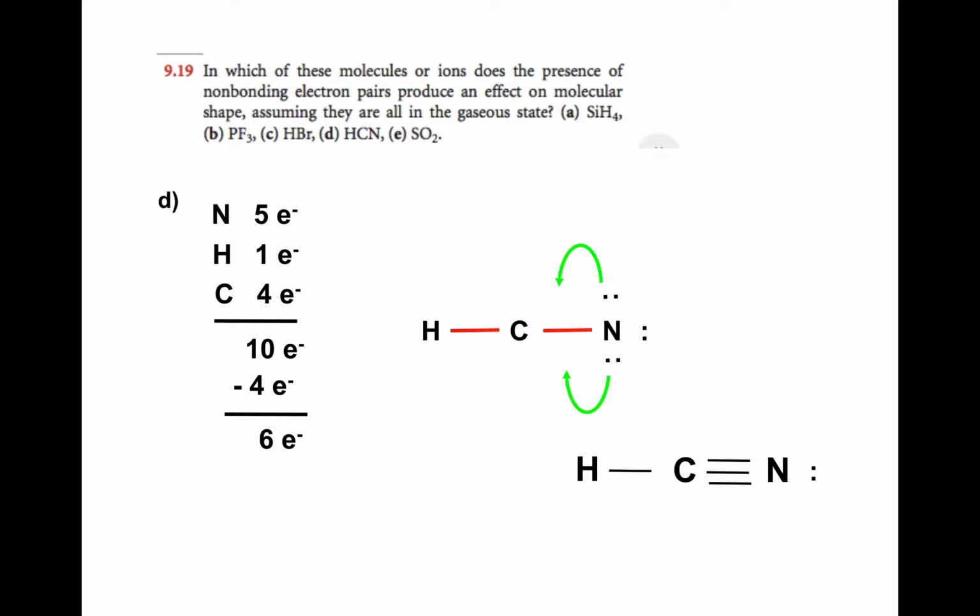The central atom here is the carbon, right? So this is going to be a 180 degree bond angle due to the fact that triple bonds push just as hard as a single sigma bond. So the best way to get as far away from each other as possible is to align up at 180.